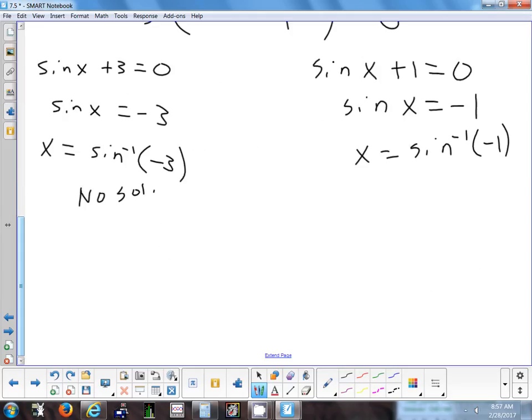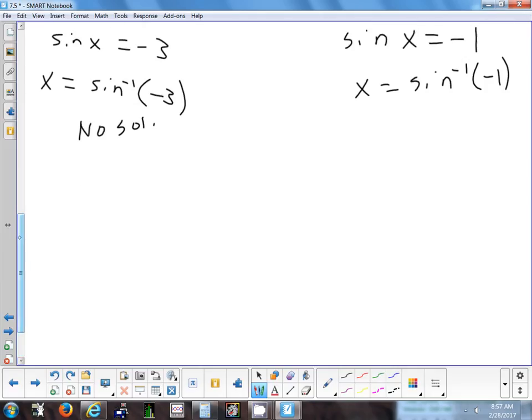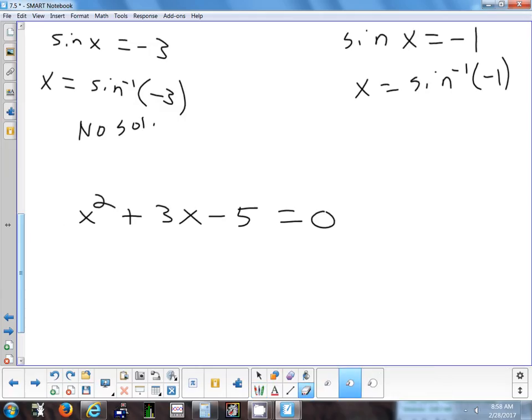Okay. So any question on that? All right, now let's look at something like this one. Let's say 2x squared plus 3x minus 5. You know what, let's actually just go like this. What's different about that one, most likely, compared to the one I did up here?